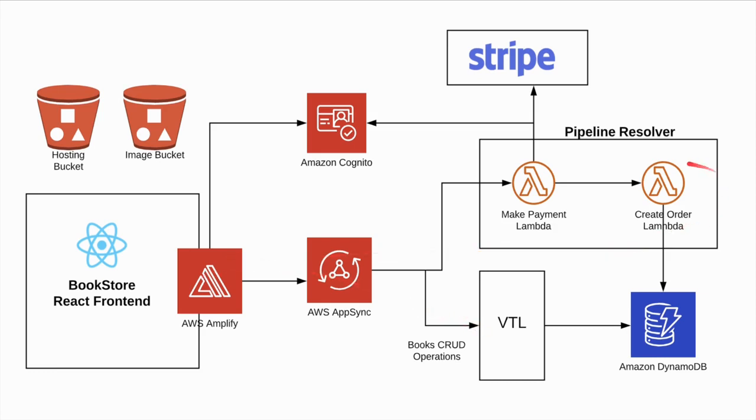And then we have the pipeline resolver that is built to process the payment, so the checkout process. As soon as a user checks out, the first Lambda function gets triggered to make the payment, or charge the customer. Before charging the customer, it will acquire user details from Cognito, and only then charge the customer with more user details. After the charging is successful, the next Lambda function takes over and creates the order in the DynamoDB table. So this is the serverless architecture that we will be using to create our bookstore.